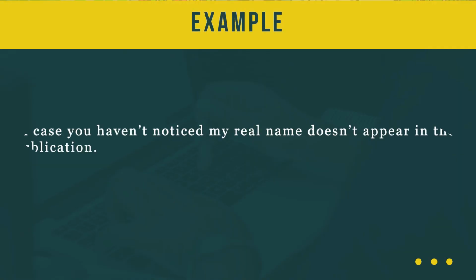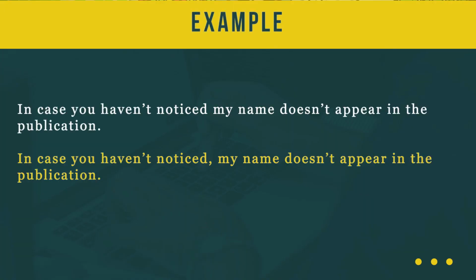Let's take this example. In case you haven't noticed my real name doesn't appear in the publication. Try to read the sentence again without taking a pause, and you will see it would alter the meaning. Now read this: In case you haven't noticed, my name doesn't appear in the publication. Compare these two sentences where the comma was absent and where it was present. You would notice the difference.